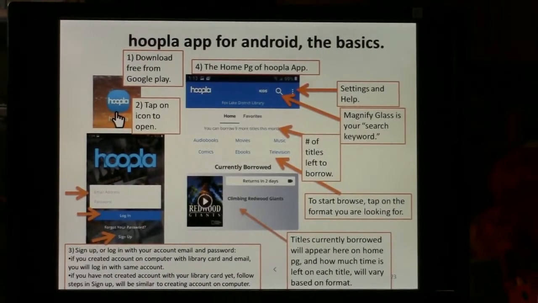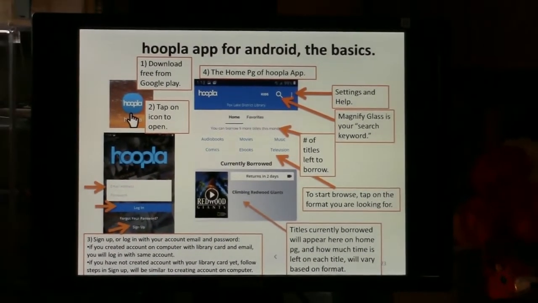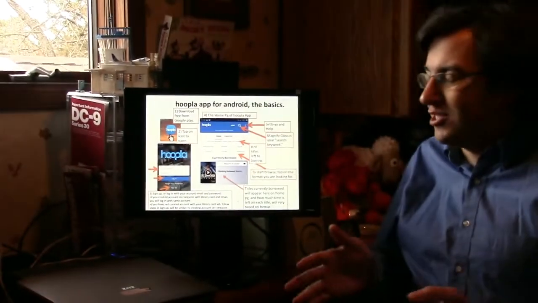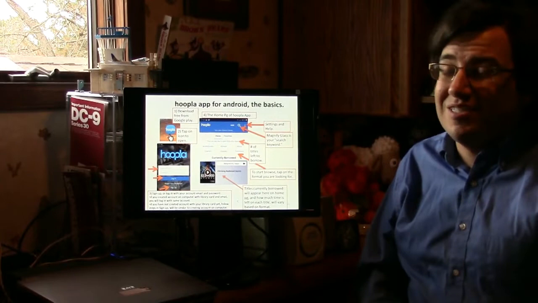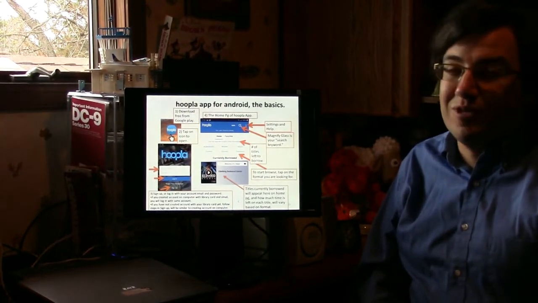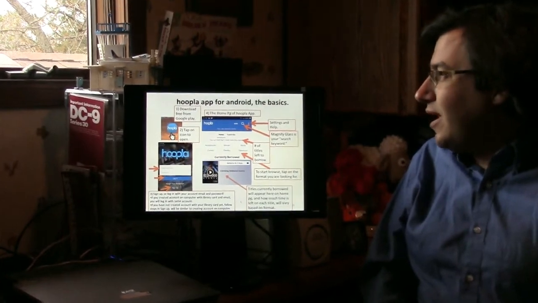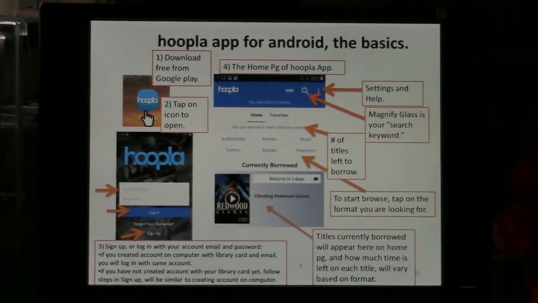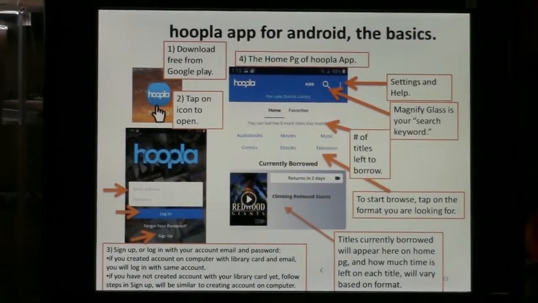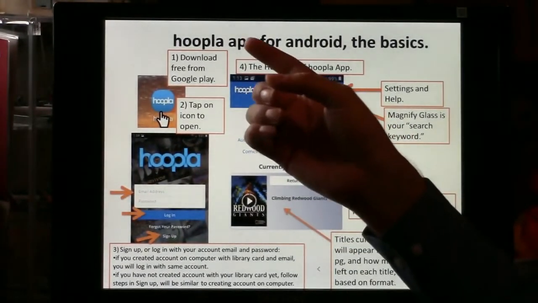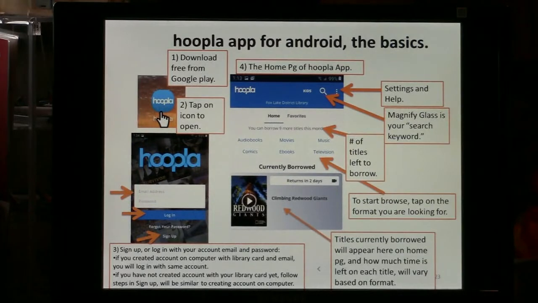What we're going to cover now is Hoopla app for Android. So if you have an Android phone, it'll be somewhat similar to if you're using any type of cell phone, but we're going to do Android for today because that's one of the phones that I'm familiar with, and it works really well. So with app for Android, you're going to first download the free app from Google Play. So once you download it, you're going to tap on it and then open it up on your desktop or wherever you store your apps on your device.